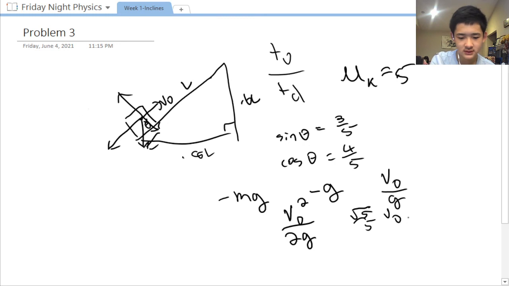And so since the velocity and time are proportional, the ratio of time is just going to be square root 5 over 5. And that's the final answer.